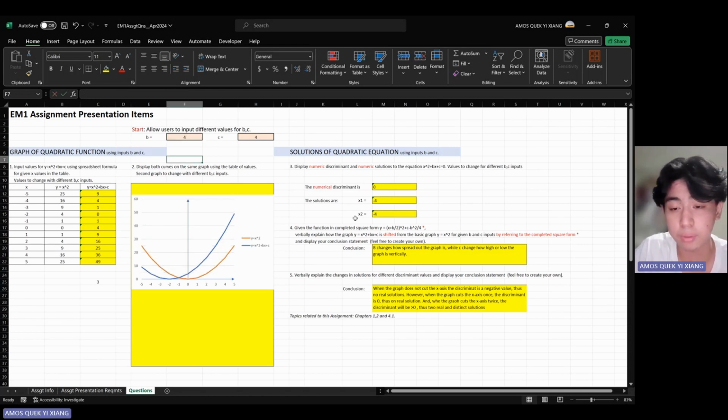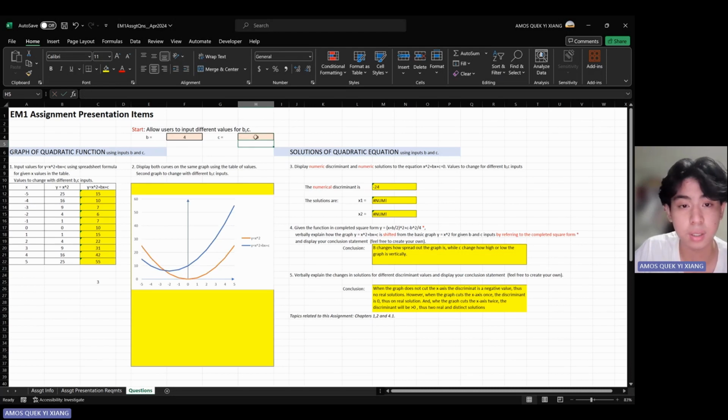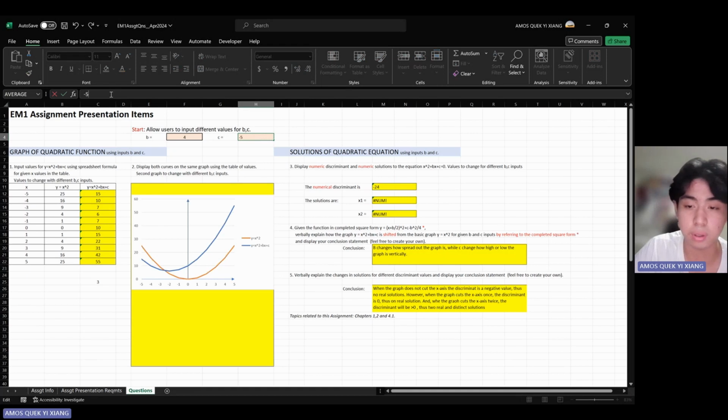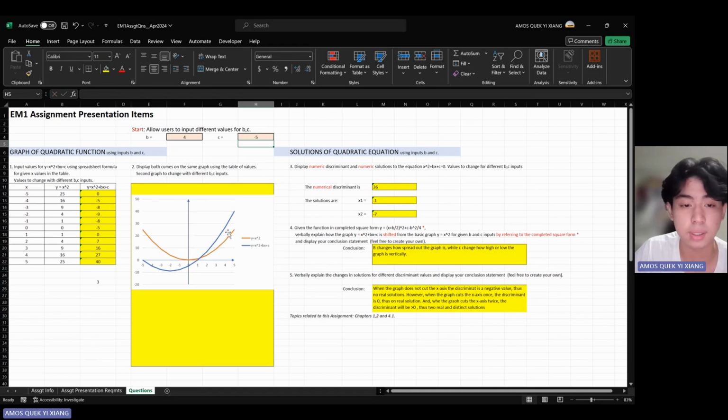Okay, so the c value now affects how high or low the graph is. So it shifts the graph up and down. So if I were to put 10, the graph is now higher, so it shifts upwards. And if I were to put, let's say, minus 5, it will shift downwards. So now it's below the x-axis. So let's put it back at 4.